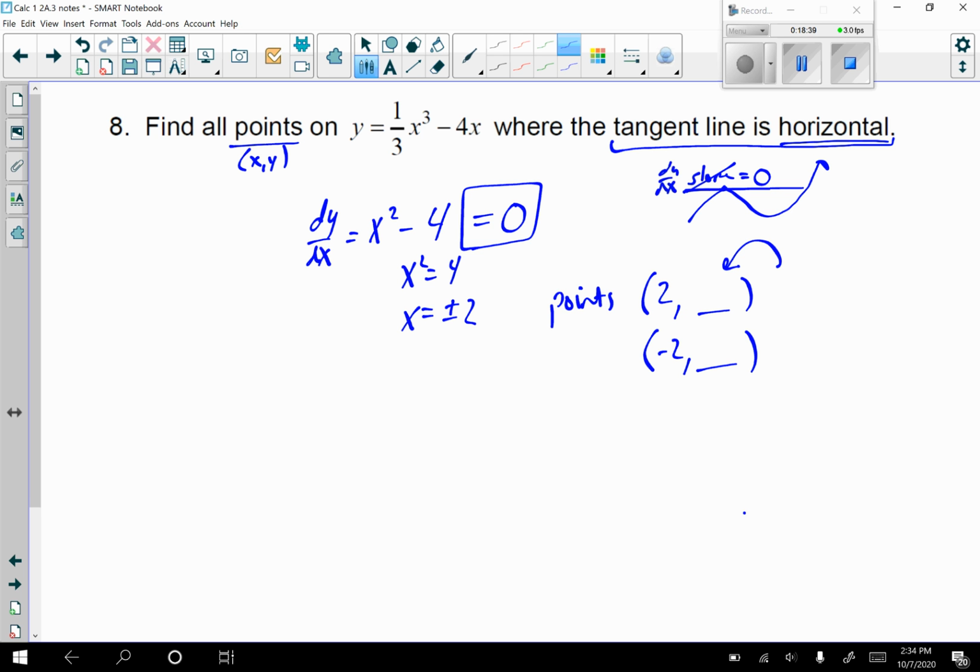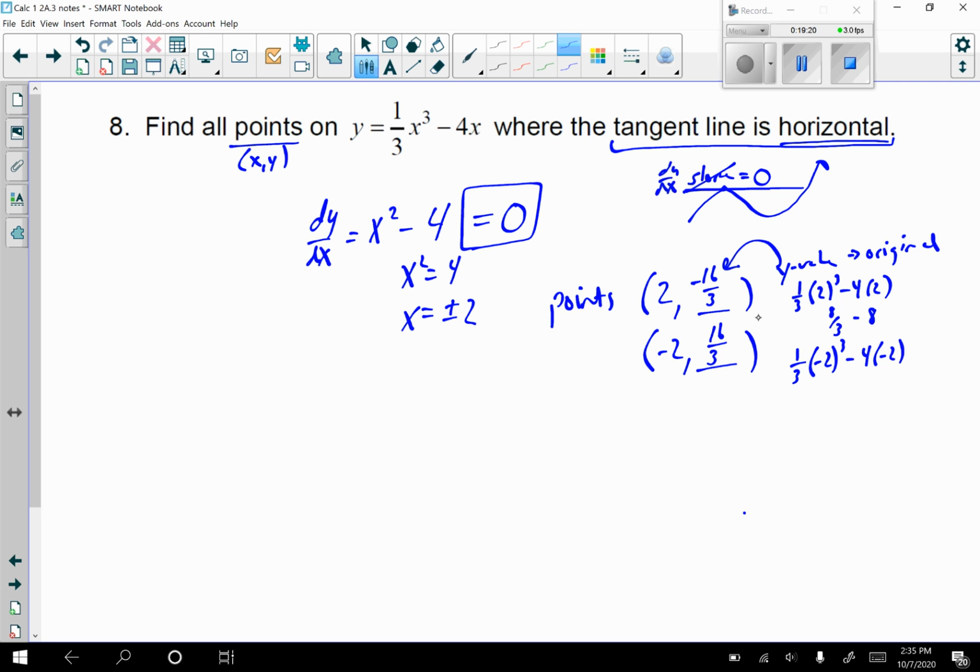Remember, to find the y value of a point, go to the original function. So we're going to plug 2 in and get 1/3 times 2 cubed minus 4 times 2. That is 8/3 minus 8. 8 is 24/3. That is negative 16/3. And if you do that for the other one, 1/3 times negative 2 cubed minus 4 times negative 2, you end up with negative 8/3 plus 8. And that one is positive 16/3. Those are the 2 points where this tangent line is horizontal.